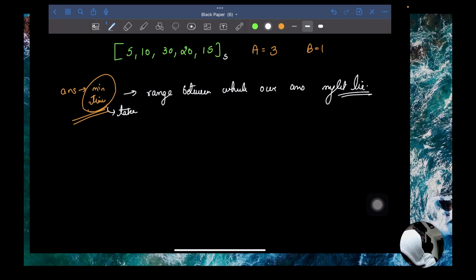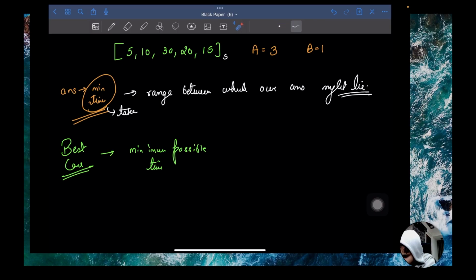Minimum time taken. In the best case, what will be the minimum possible time? Can I say the minimum possible time will be what? If let's say the array is of length n, and we get approximately n painters, and we parallelly deploy every painter.